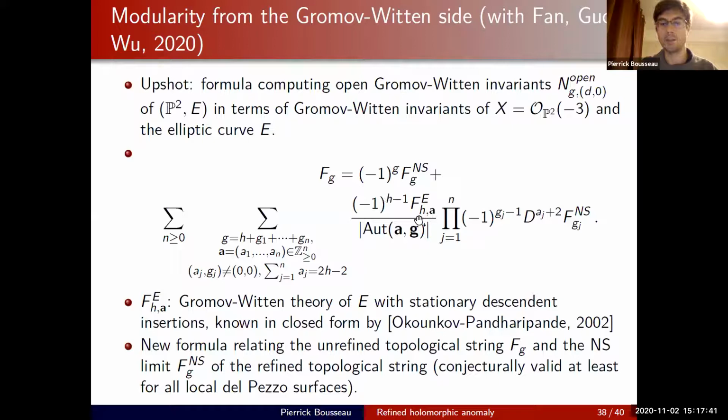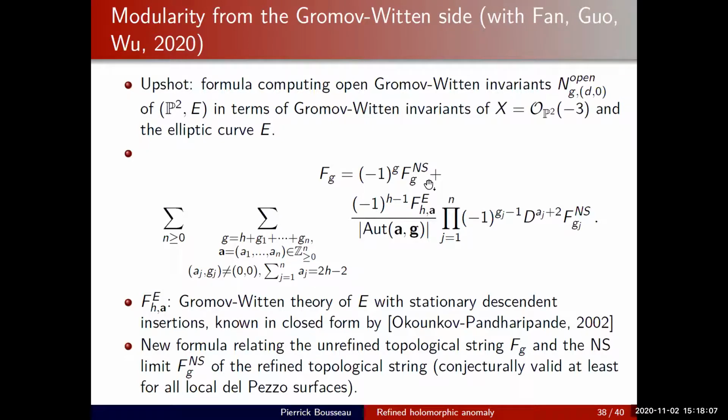But once you know that, you use the fact that we know quasimodularity and holomorphic anomaly equation for the unrefined topological string. You use the fact that you know quasimodularity and holomorphic anomaly equation for Gromov-Witten theory of the elliptic curve. And combining these two statements, you get the desired quasimodularity and holomorphic anomaly equation for these F^{NS}.